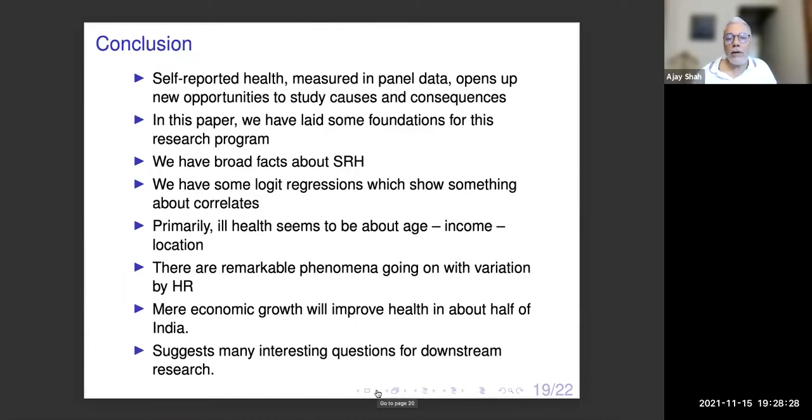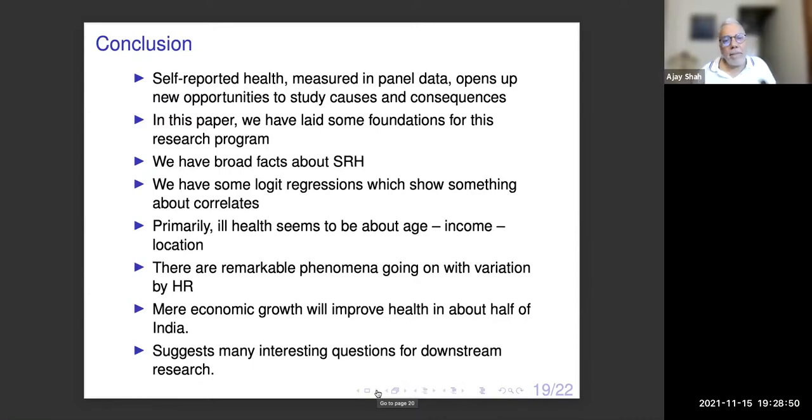So to conclude, self-reported health measured in panel data is a whole new world in terms of studying health in India. Longitudinal data opens up remarkable opportunities to measure and to study causes and consequences. We have scratched the surface. We've written the first paper. So we think of this as the first paper on studying self-reported health using this data set.